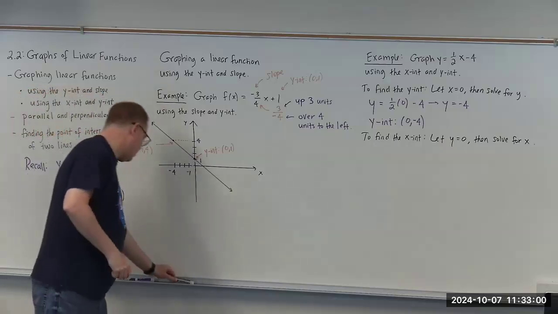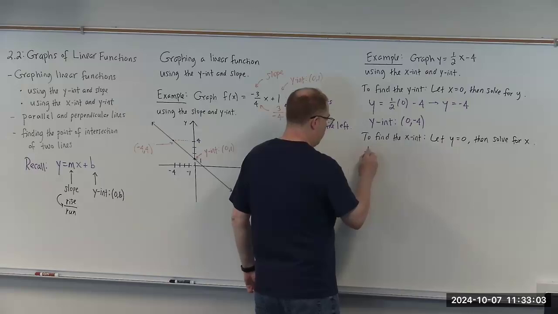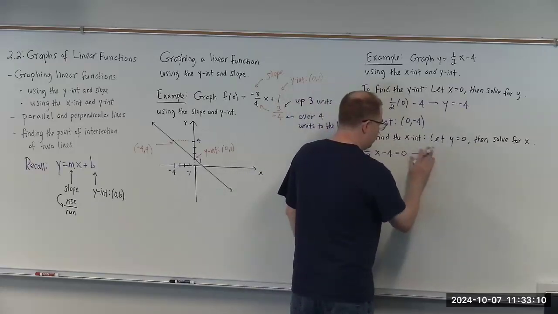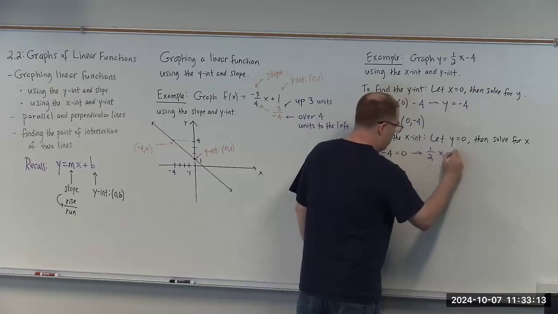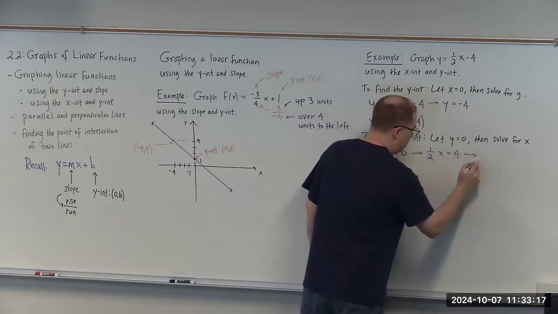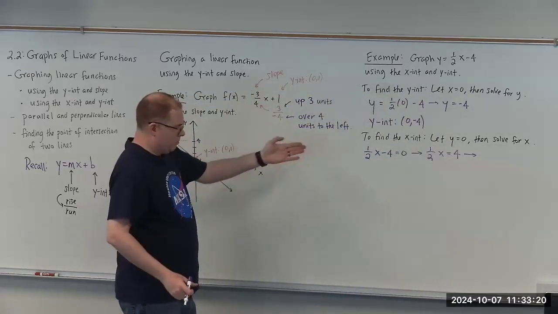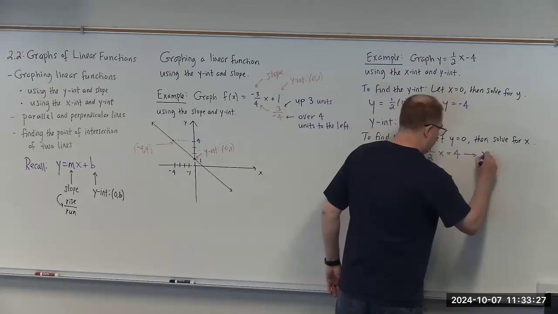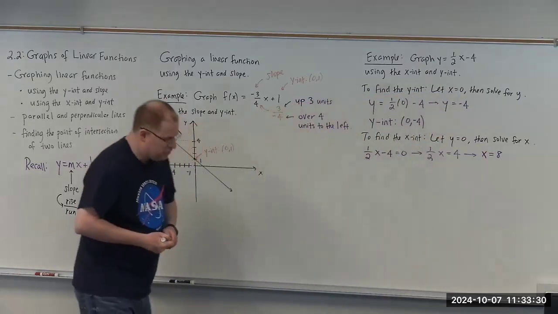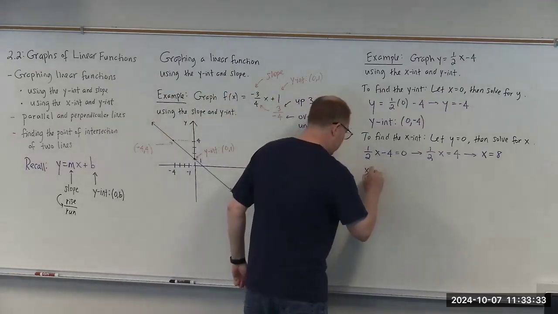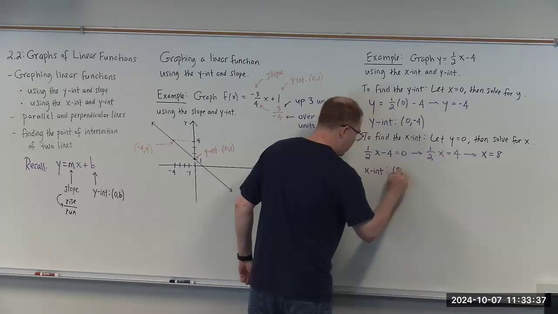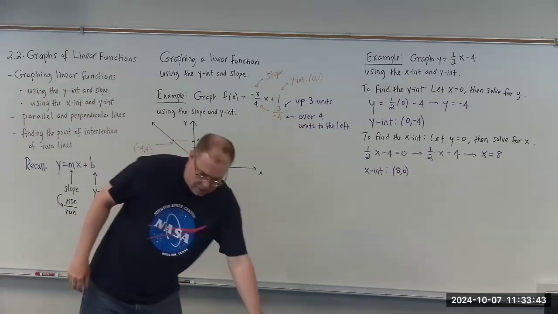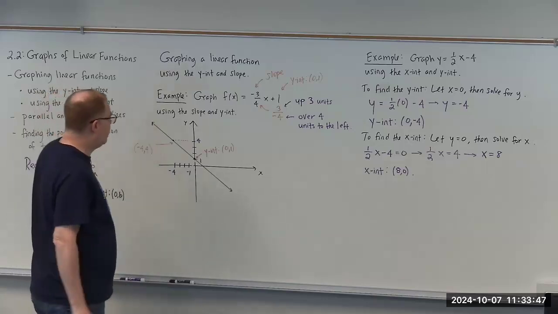Doing that here, we have 1/2 x minus 4 equals 0. This gives us 1/2 x equals 4. We can divide both sides by 1/2, or multiply both sides by 2, and we end up getting x equals 8. That means our x-intercept is (8, 0). Let's go ahead and plot these two points.